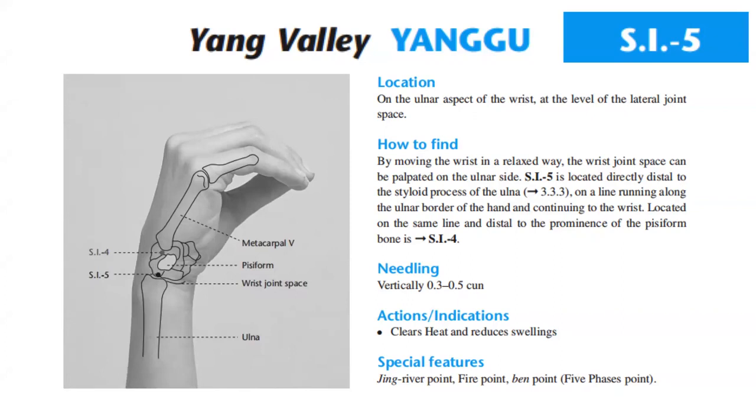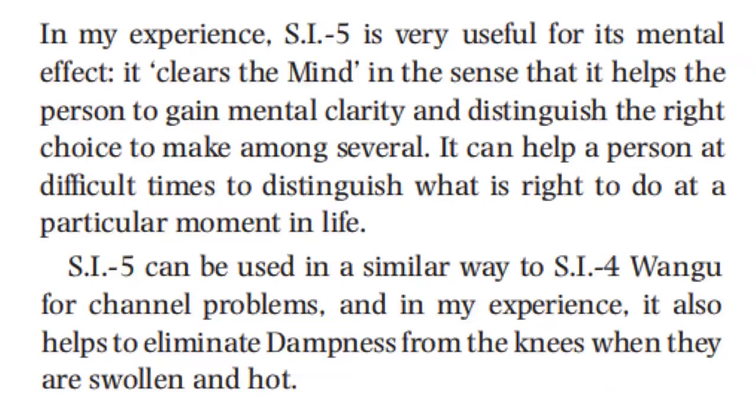Located on the same line and distal to the prominence of the pisiform bone is SI4. Needling: vertically 0.3 to 0.5 Zun. Actions and indications: clears heat and reduces swellings. Special features: Jing-River point, Fire point, Horary point, Five Phases point.